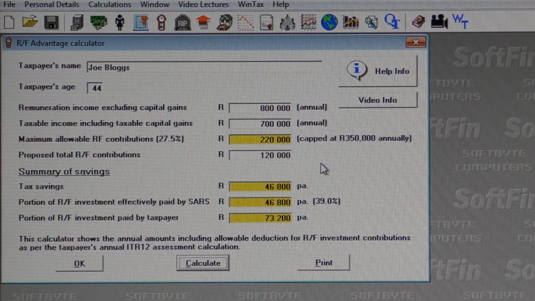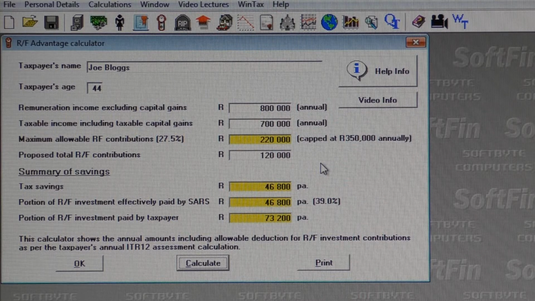The calculator shows a maximum retirement fund contribution allowed of 220,000 Rand, but we elect to take an RA for 10,000 Rand a month or 120,000 Rand a year. The 120,000 Rand allowable retirement fund investment reduces the taxable income to 580,000 Rand.